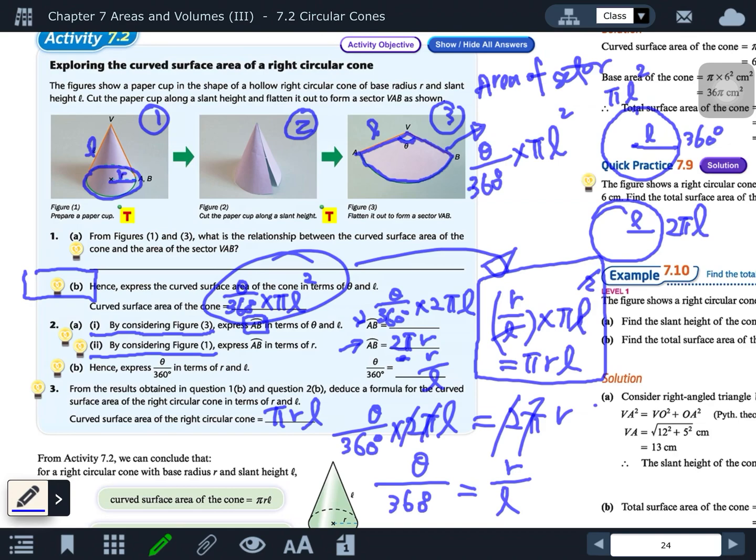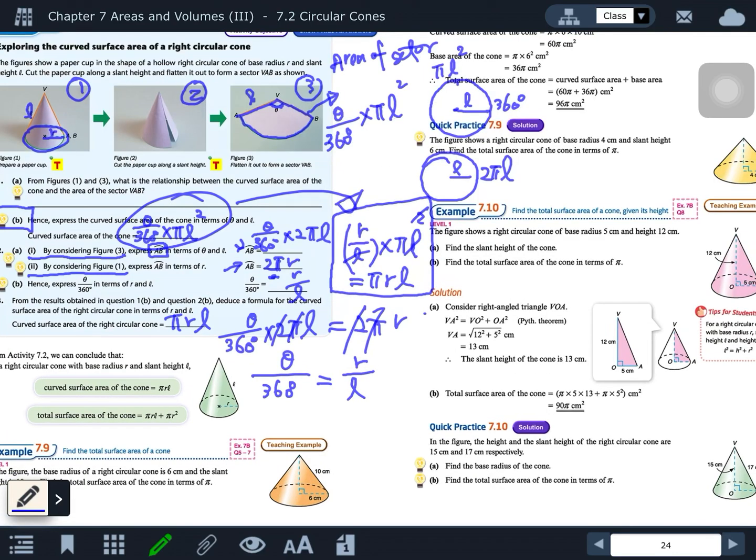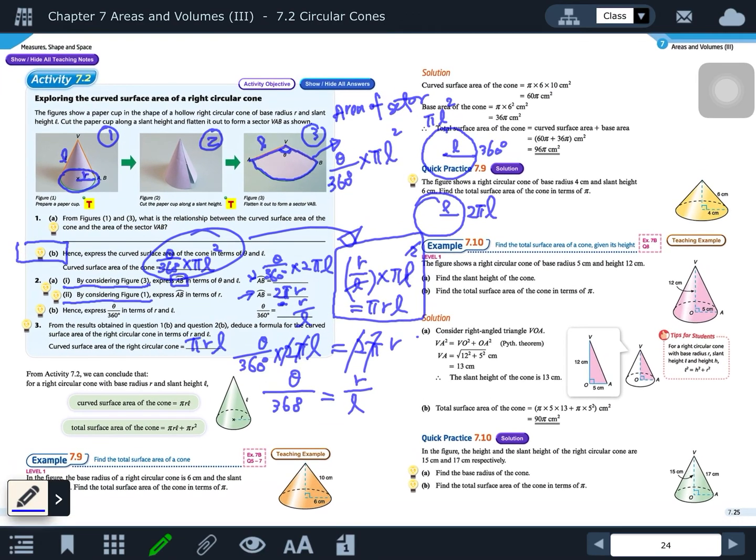Okay, so if you don't really know what I'm talking about, it's okay, but this is a video, so you can watch it one more time in case you really don't know. This is the advantages of the video. But all you need to know is that for the curved surface area, we have the formula pi r l.